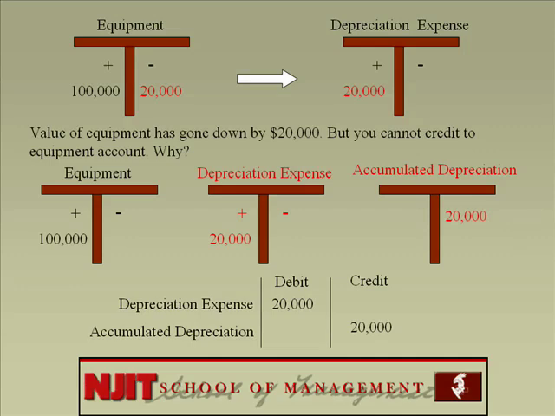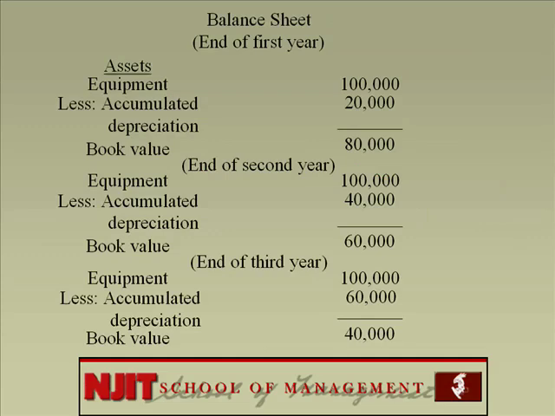Let me show you how it will look. At the end of the first year, under assets, you'd have equipment 100, less accumulated depreciation 20. You show the equipment as worth 80 and call it book value. What about the second year? What would the accumulated depreciation be now? It's 20 from the first year, 20 from the second.